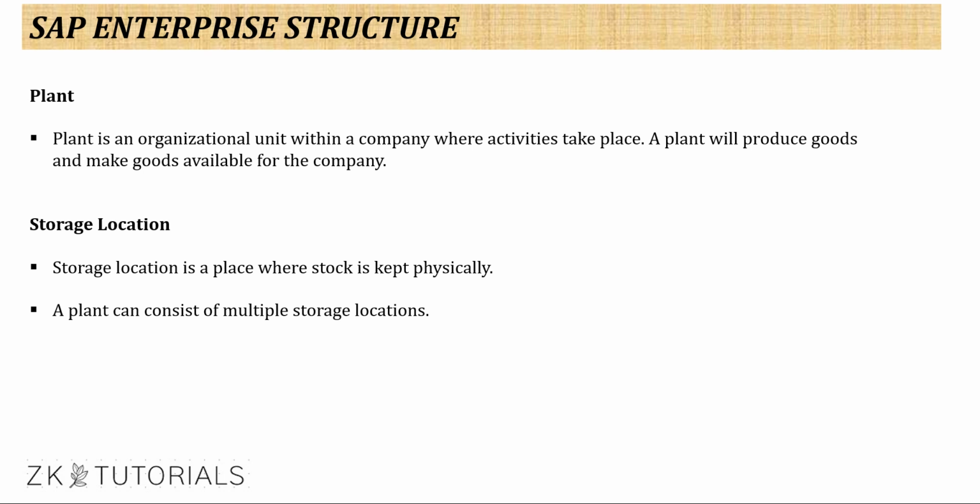We are just giving a naming convention. That's it. But in this, a plant is a physical entity, where you can see the plant is an organization unit within a company where activities take place, because here the total activities are taking place, and here we are storing all the materials, and here we are producing all the materials. So this is a physical entity.